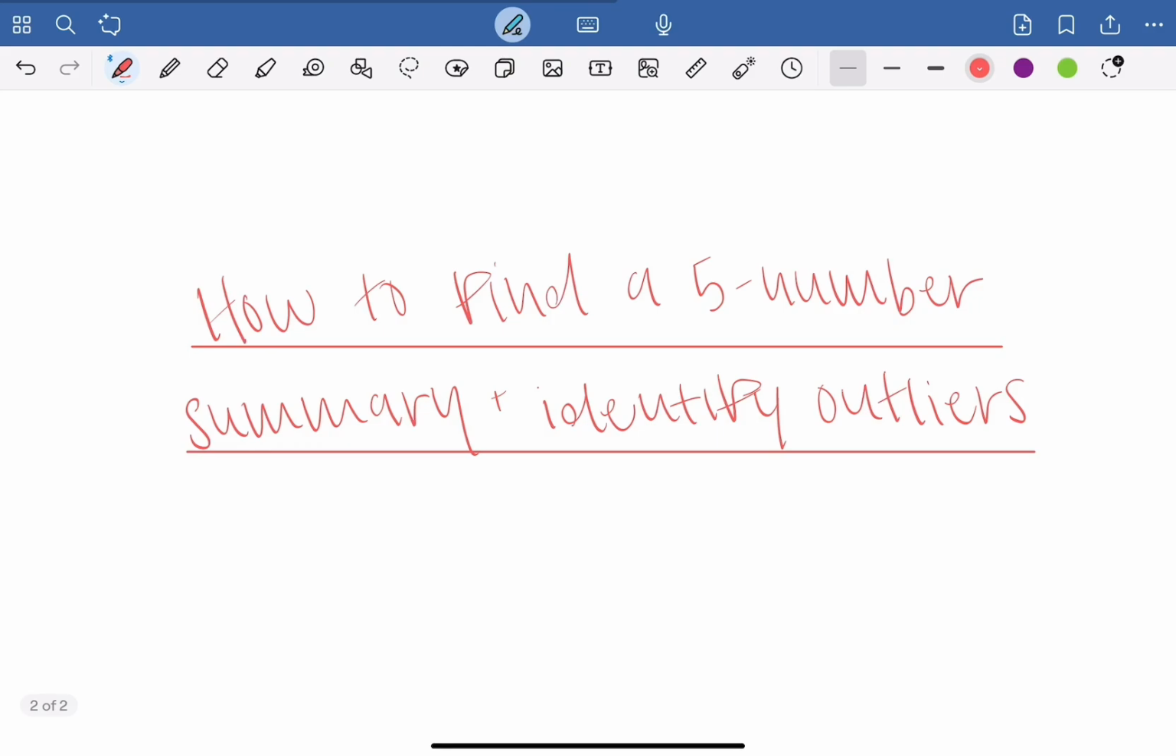Hi everyone, today I'm going to explain how to find a 5-number summary by hand and how to identify outliers. The 5-number summary is one of the most common ways to describe data in statistics. It gives us a quick picture of where the data is centered, how spread out it is, and whether there are any unusual values that stand out from the rest of the data.